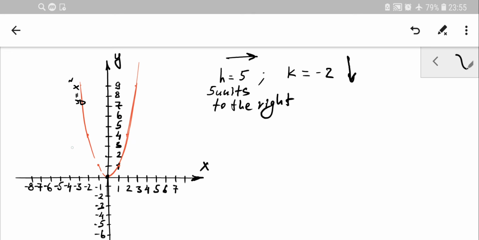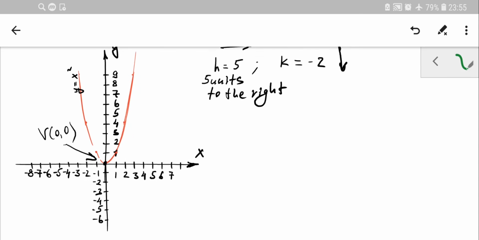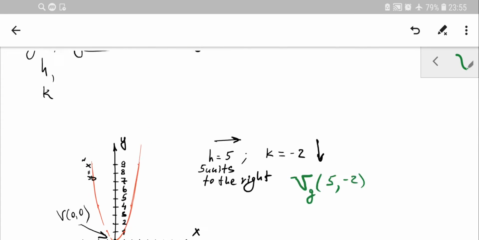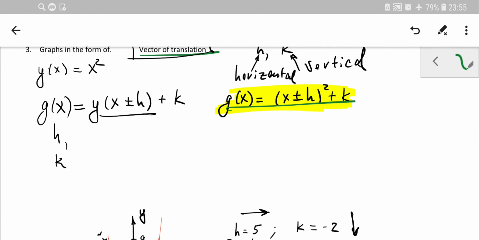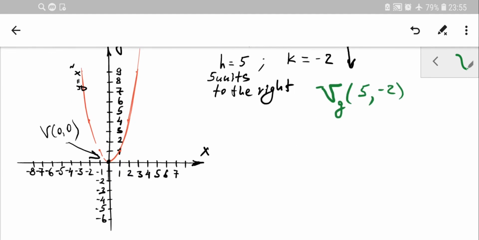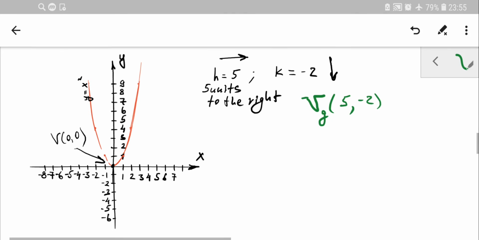So initially it has the coordinates 0, 0. Yes, it was in the origin. And now let's see where it will be. So the new vertex should have the following coordinates. It will have 5 as the new x and -2 as the new coordinate for y. So that's the new vertex for the function g that actually has this form. Okay, so what we're going to do, we just need to put this new point of the vertex on the Cartesian plane and see where the new parabola will start off.